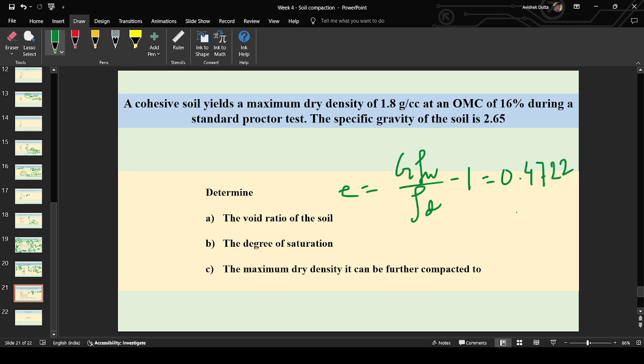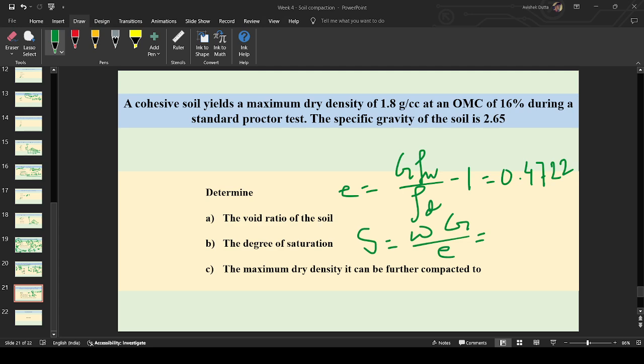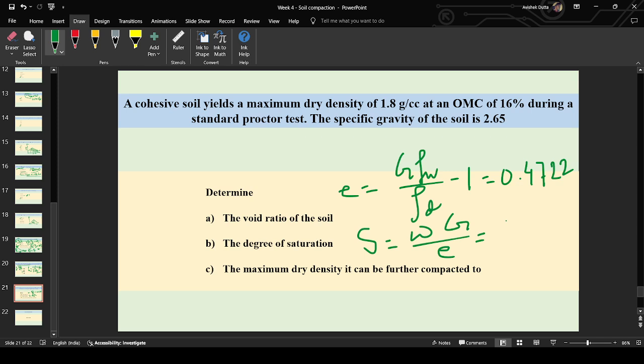Okay. Next question, degree of saturation. S equals Wg by e: moisture content multiplied by specific gravity, divided by the void ratio. Any answer again? I believe these formulas are quite common. They are in the standard textbooks in the initial part, like index properties and all those things, so you should go through these formulas.